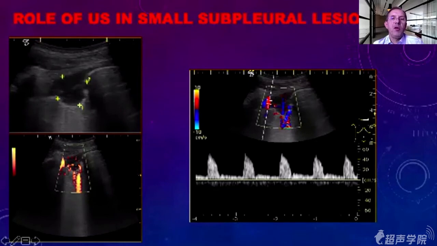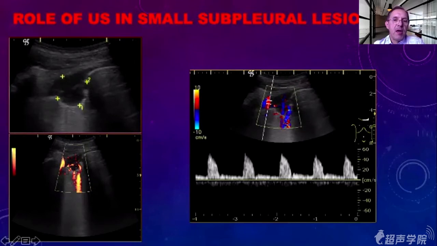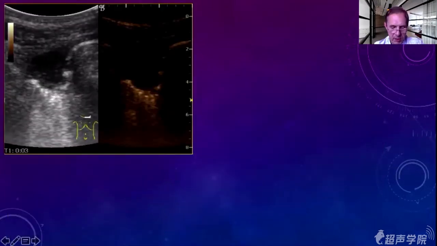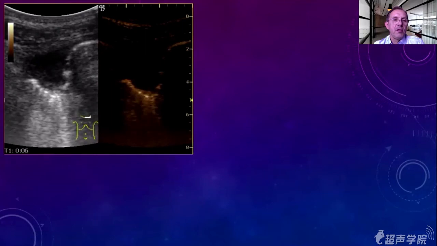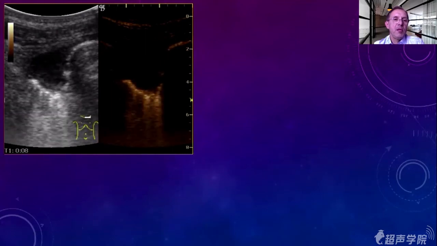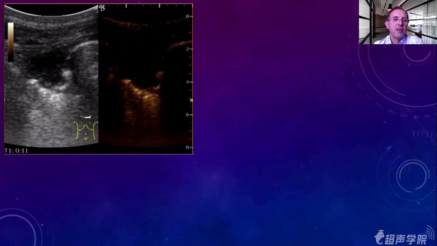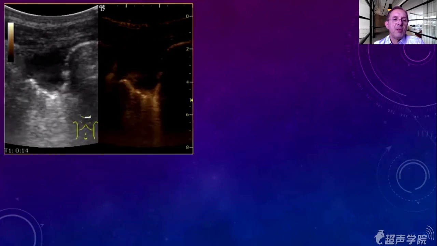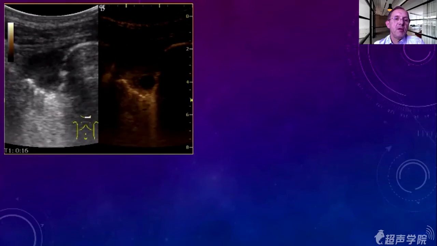In small subpleural lesions, we don't know exactly what they are. Of course, the clinical picture is important. Here it was a case with a young adult with this lesion and some pleural effusion. This was the Doppler study, and if we inject contrast, we will see that the lesion takes up contrast at approximately 13 seconds after injection.